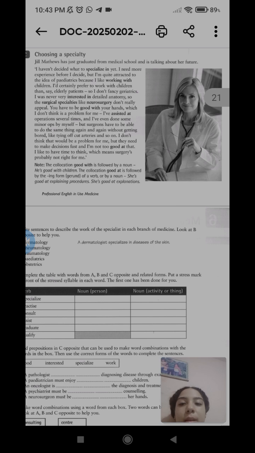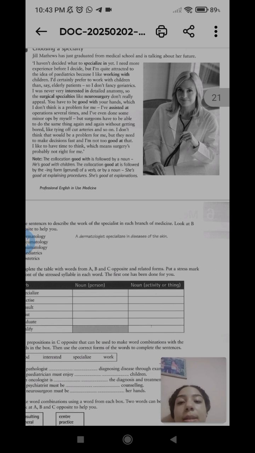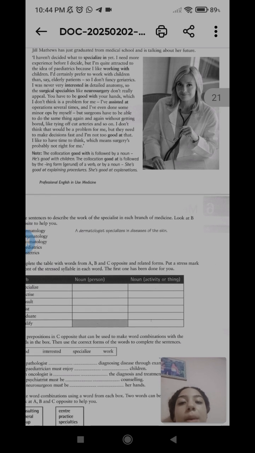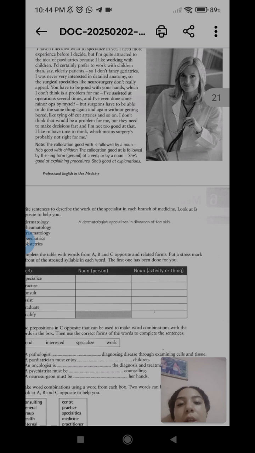Choice of specialty. Jean Matthew has just graduated from medical school and is talking about her future. I haven't decided what specialty to choose yet. I need more experience before I decide. But I'm quite attracted to the idea of paediatrics because I like working with children. I'd certainly prefer to work with children. That means not elderly patients, so I don't fancy geriatrics.